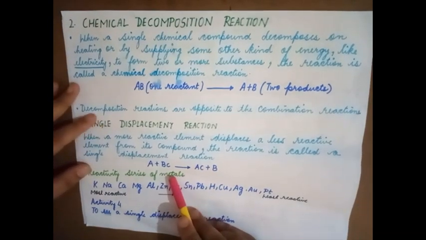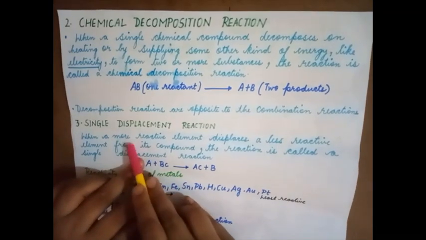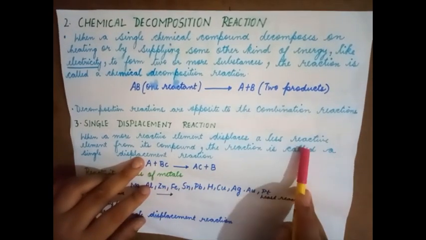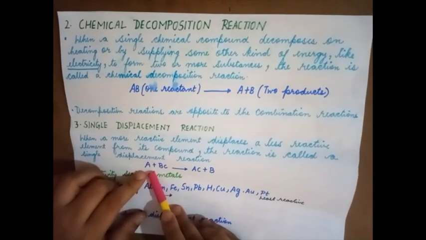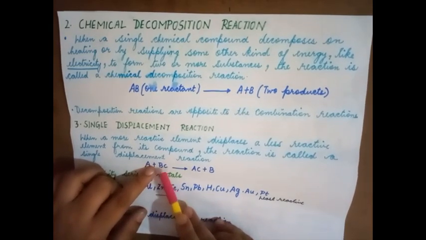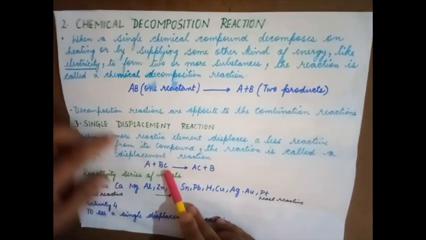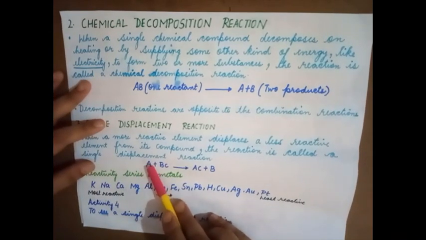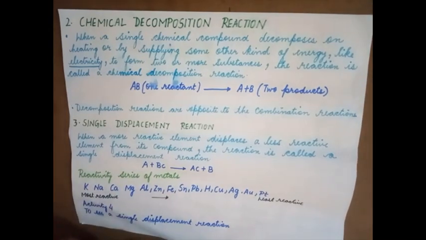Now let's try to understand this particular definition. Here, when a more reactive element displaces a less reactive element from its compound. Now A is the element, BC is a compound. It is made up of two different atoms. So there is B and C, each representing a different atom. And A is made up of one type of atom, so I am just representing it using one alphabet. So A is an element, BC is a compound.